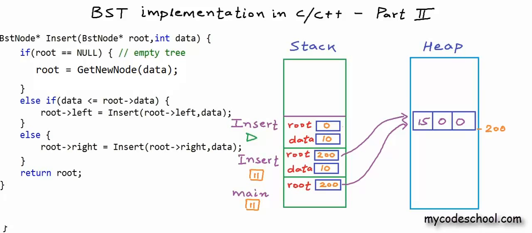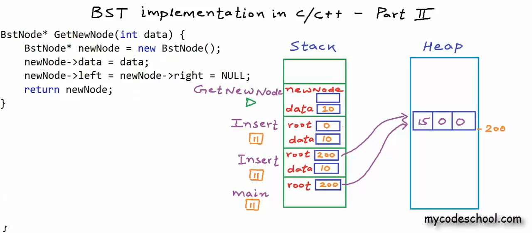Now for this particular insert call, control will go inside the first if, and we will make a call to get new node function at this line. So execution of this insert will pause, and we will go to get new node function. Here we are creating a new node in heap. Let's say we got this new node at address 150. Now get new node will return 150 and finish.